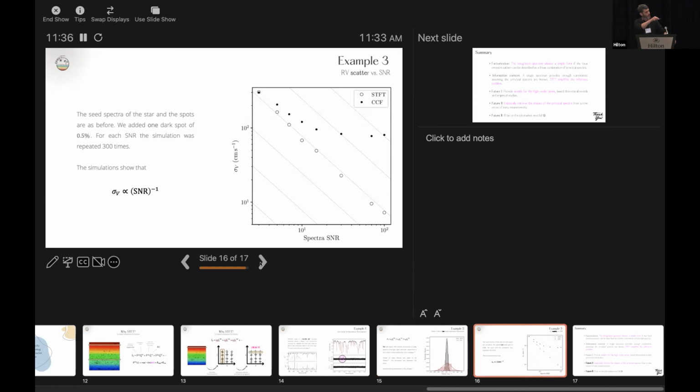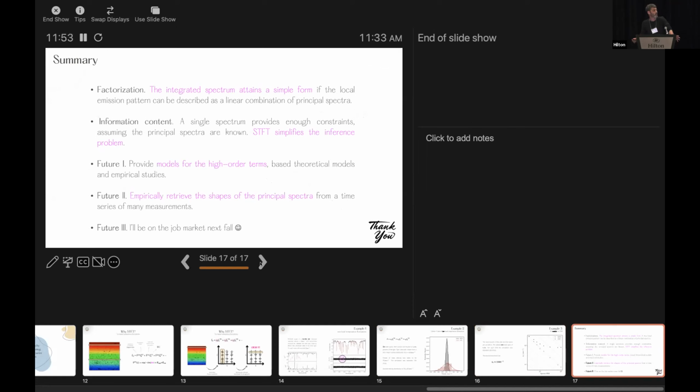To summarize, I've introduced an inference method. The inference method is designed to find the radial velocities in the presence of weird things that happen to the spectrum. There is enough information to do it with a single epoch, and we can fit for that. Short time Fourier transforms give us a way to do that. But we do need to have the high order terms.